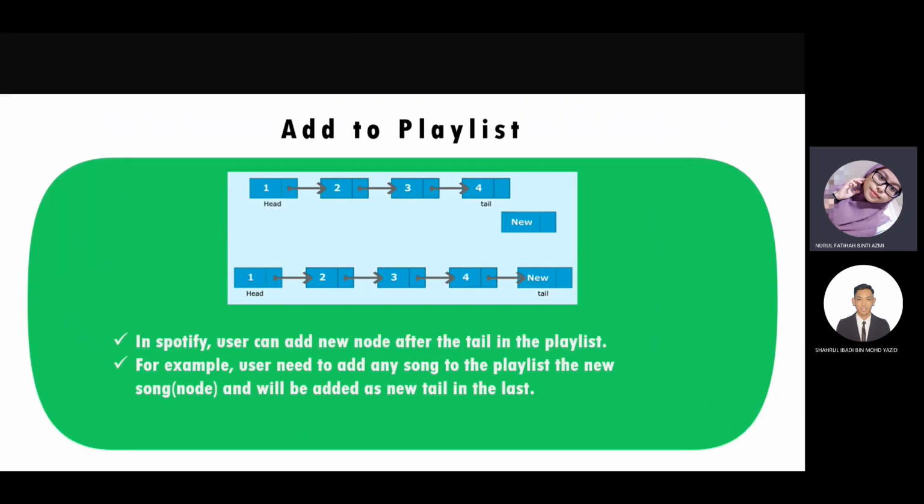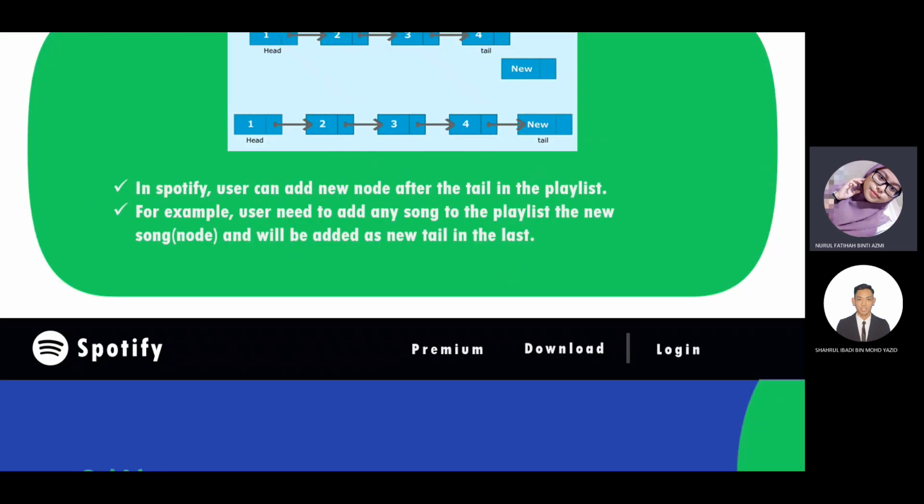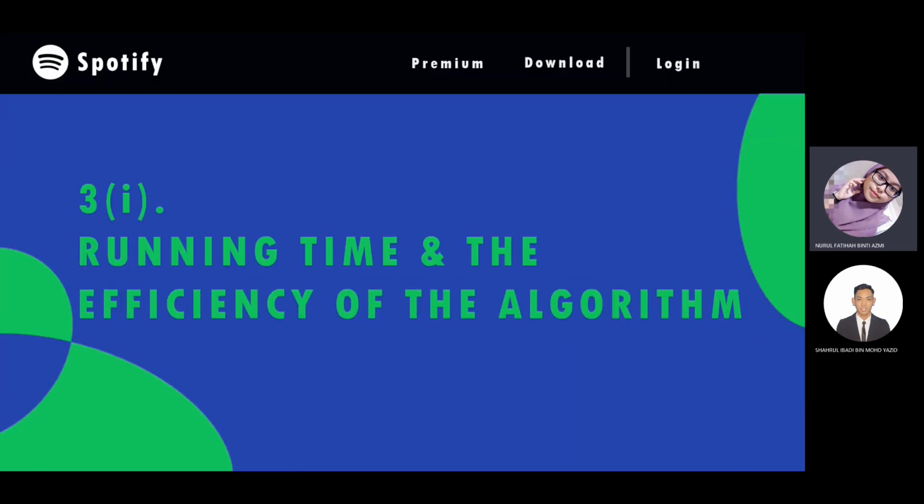For the second application operation, add to playlist. In the Spotify application, the user can add a new node after the tail in the playlist. For example, if the user needs to add a song to the playlist, the new song node will be added as the new tail at the end. For the next slide, I will pass to Syarif Badi.